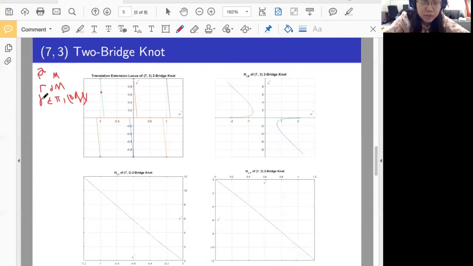If we compute the translation number of gamma, then we will find that the translation number of gamma under the representation rho tilde is actually 0. So we know that rho tilde applied to gamma is identity.